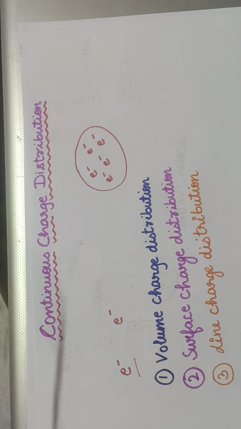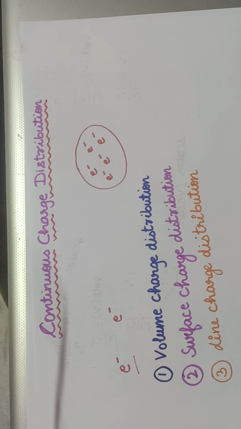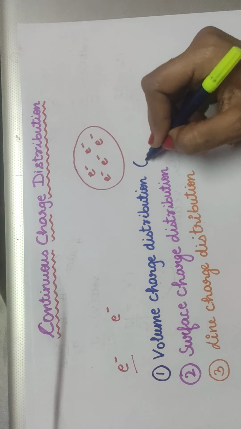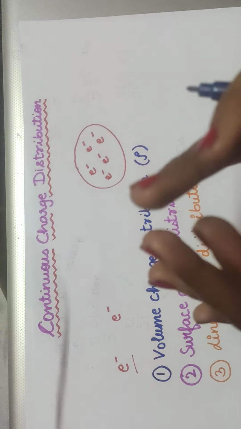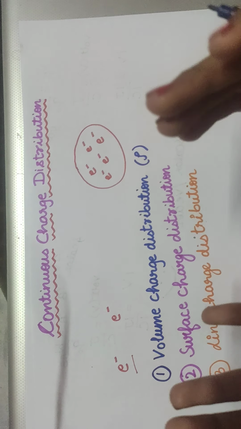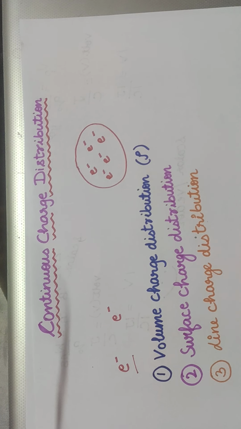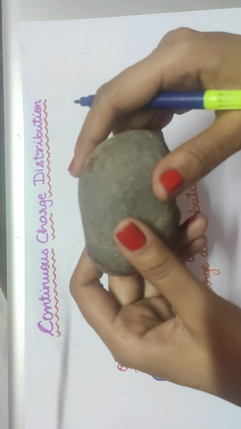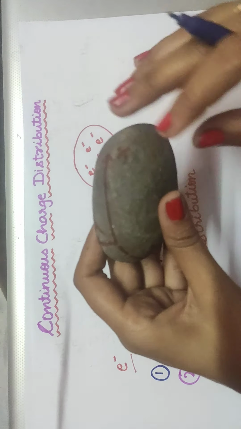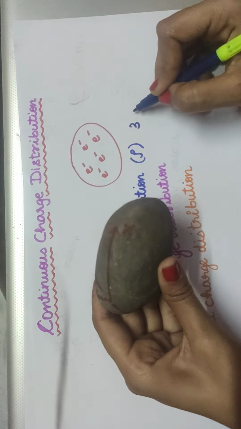First of all, talking about volume charge distribution. Well, volume charge distribution is represented by the symbol rho. As the name itself suggests, volume charge distribution is a charge distribution spread over a three-dimensional volume or regime of space. For example, I have taken this piece of stone. Now, as I said, volume charge distribution is a charge distribution spread over three dimensions, and those three dimensions I have represented here.